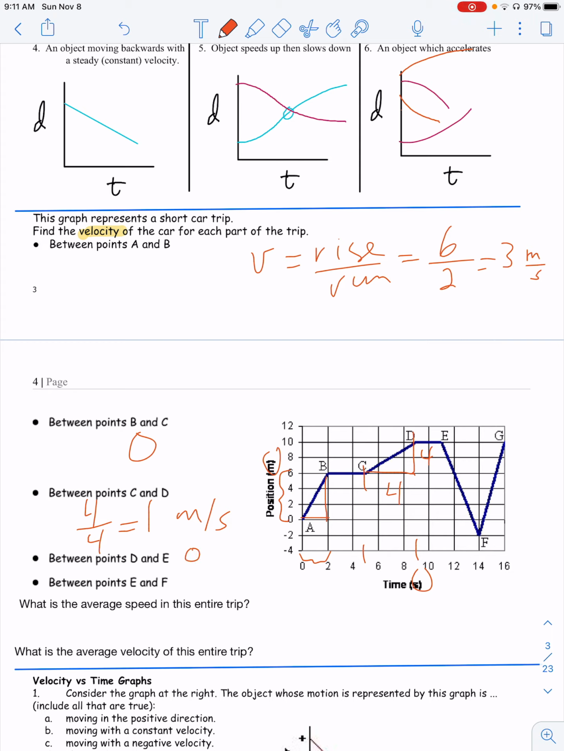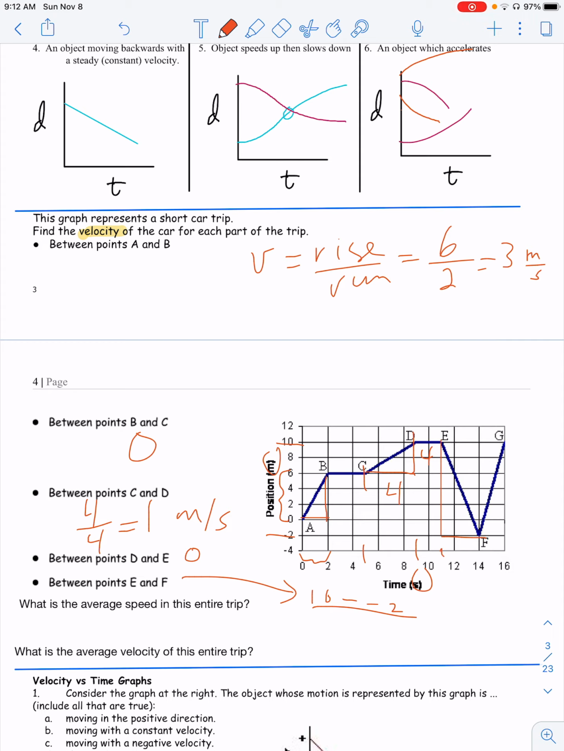Between D and E, that's 0 again, flat. Between E and F, the rise looks like it's 10 minus negative 2. Watch out. Actually, it's the final minus the original, so it's negative 2 minus 10. But I just do it this way, and then I put a negative on the total answer because I know it's going down. And the run looks like it's 1.5 blocks.